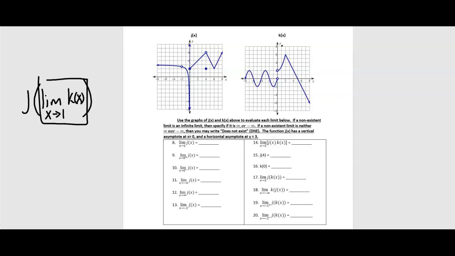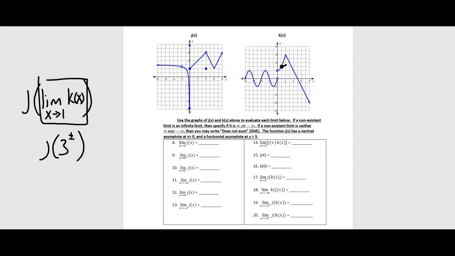Well, here's where x equals 1. And so if I approach from the left or the right, we do meet up at a common point, which means the limit exists. And the limit exists right here at this point at a y value of 3. So the limit of k of x as x approaches 1, whether you're approaching from the right or the left, is 3.